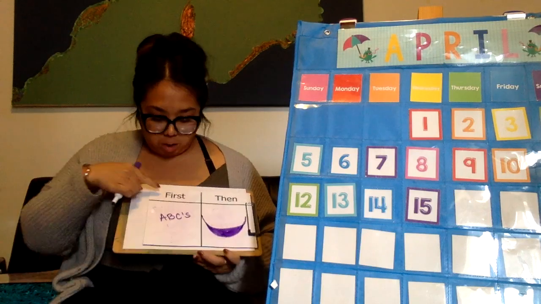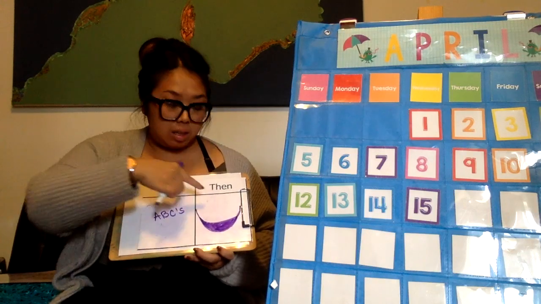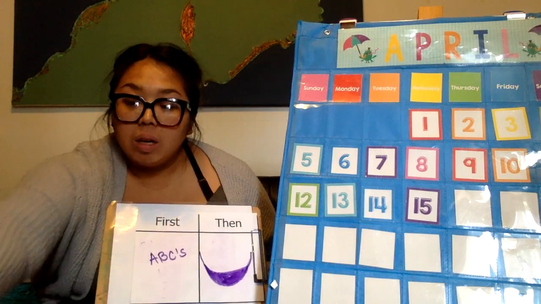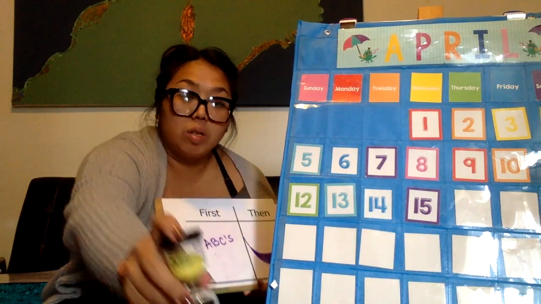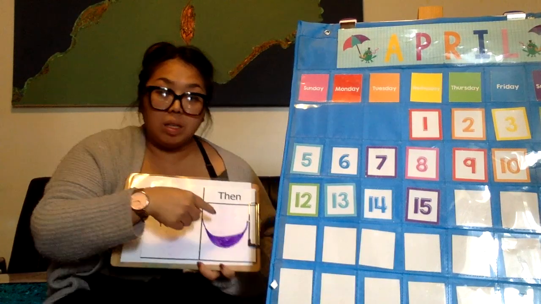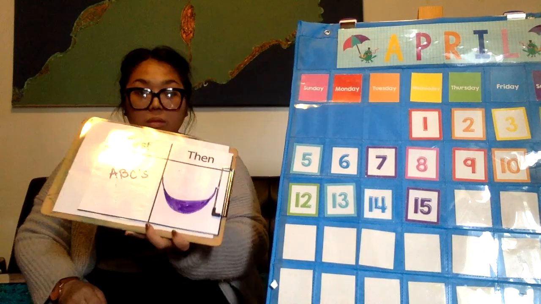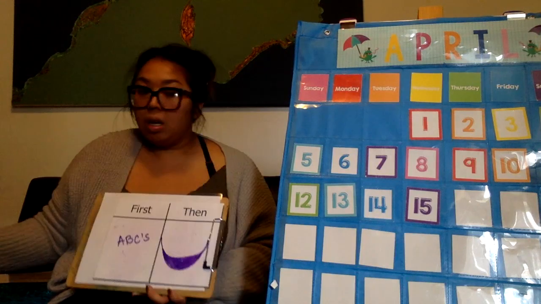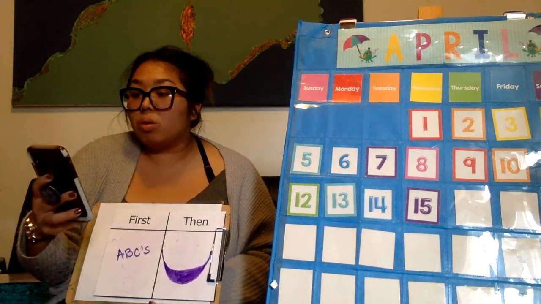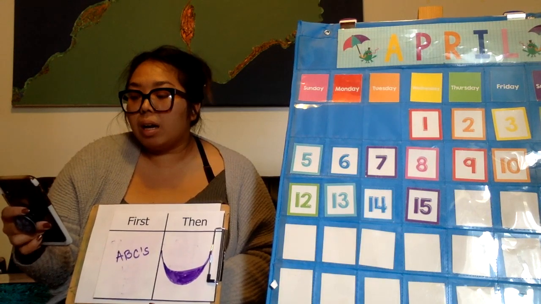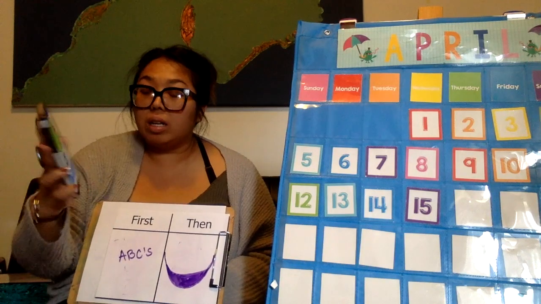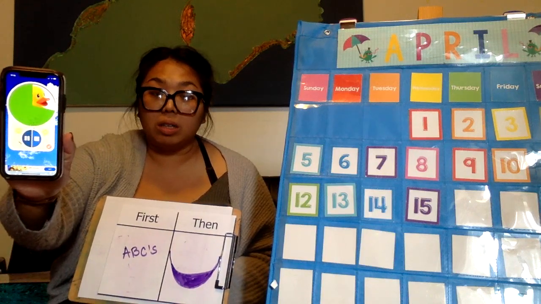So it can be first ABCs, then blanket swing, and you can pair this with a timer. So you can say first ABCs. This is a 5-minute timer, so you can say when the timer runs out, then we can do the blanket swing. And I have a sand timer, but there's also an app that is free to download, and it's a digital timer called Countdown.